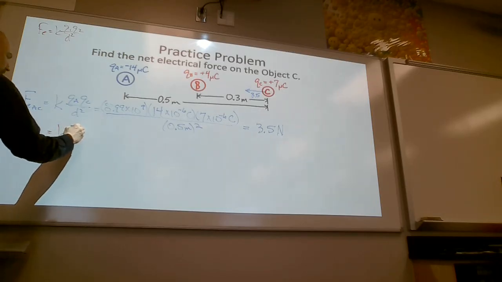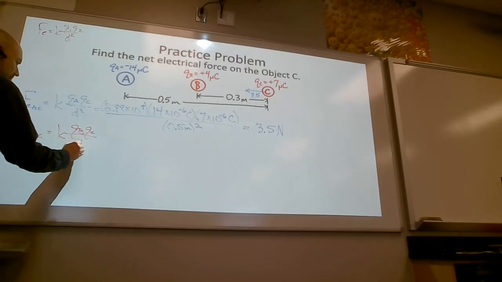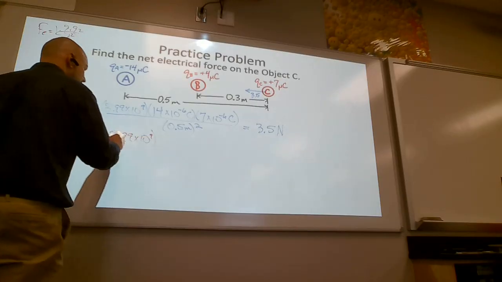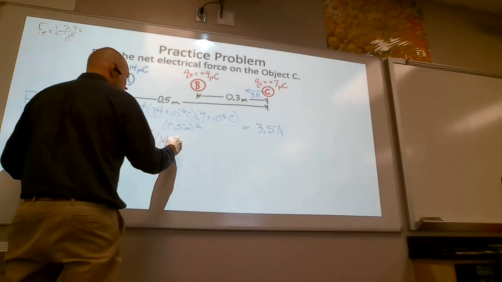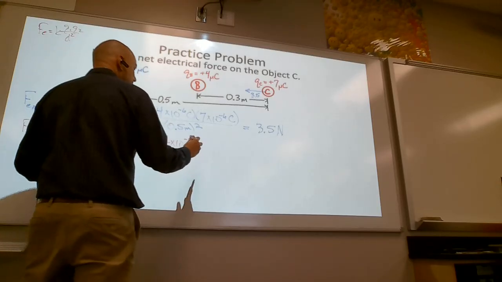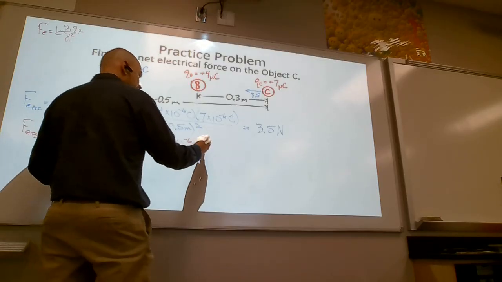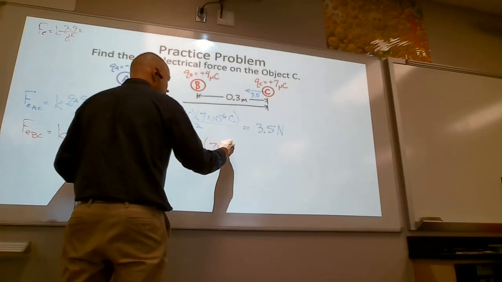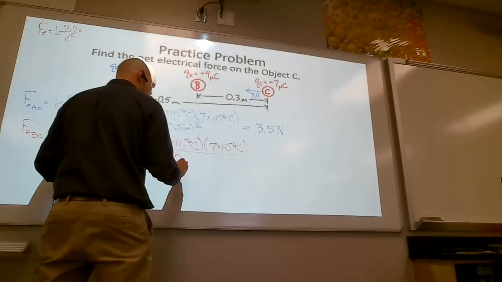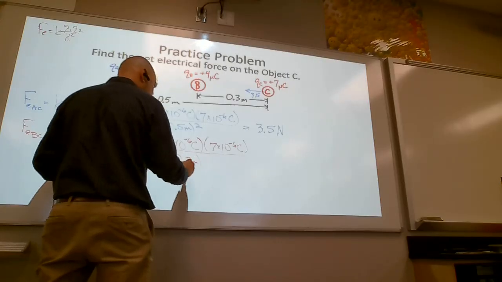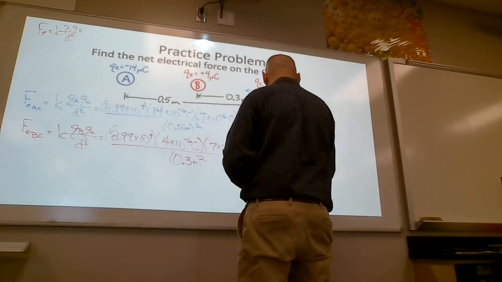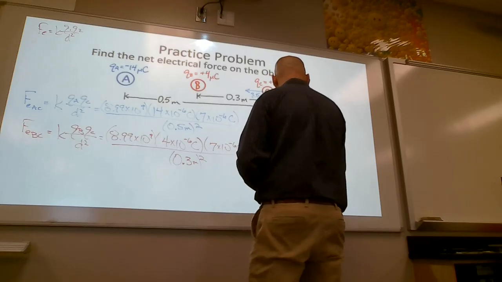So charge on B times charge on C over the distance squared between those. You've got 8.99 times 10 to the 9th times 4 times 10 to the negative 6th, times 7 times 10 to the negative 6th, all over 0.3. Square that, and that answer is 2.8 newtons.